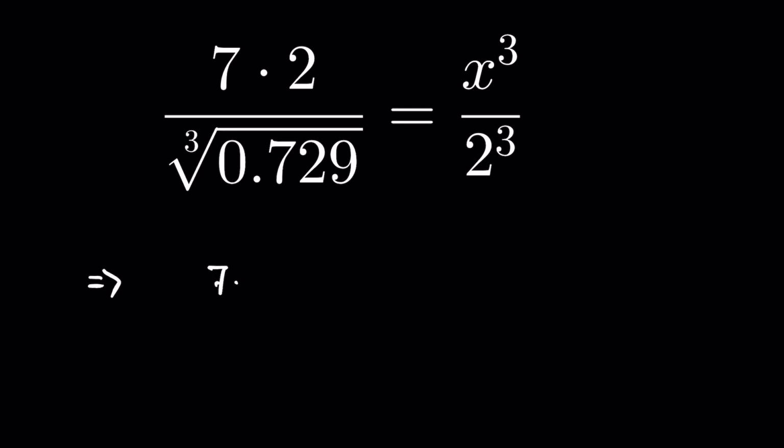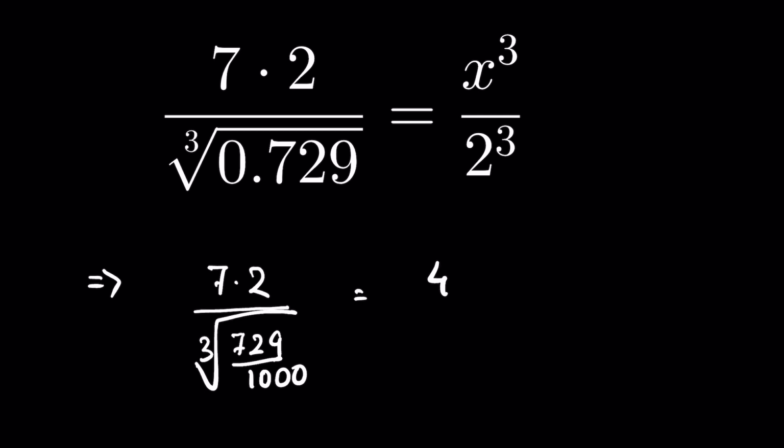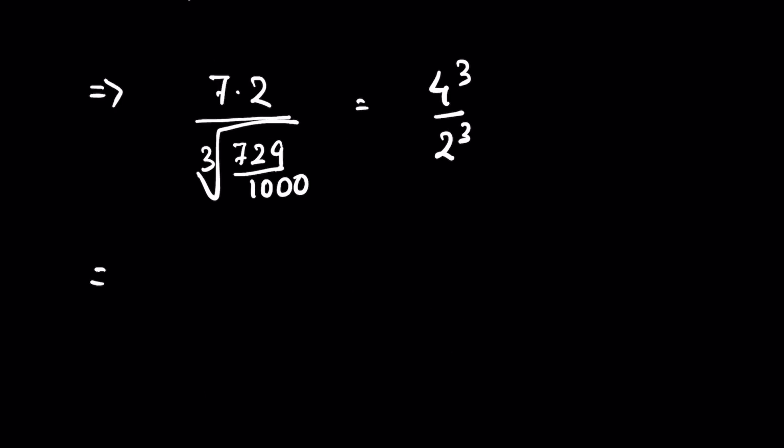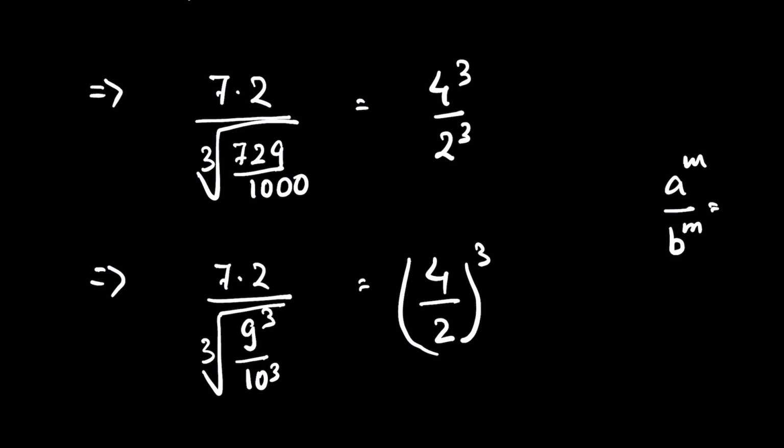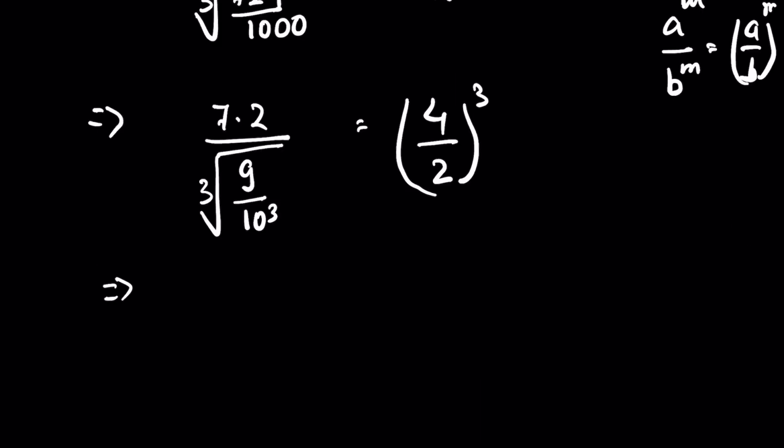So 7.2 upon cube root of 0.729, which is 729 upon 1000, is equal to 4 cube upon 2 cube, or 7.2 upon cube root of 729, which is 9 cube, and this is 10 cube, is equal to 4 upon 2 whole cube, because a raised to the power m upon b raised to the power m, we can write as a upon b whole raised to the power m. Now this here also we can write as 9 upon 10 whole raised to the power 3, and we can remove this cube root with this cube.